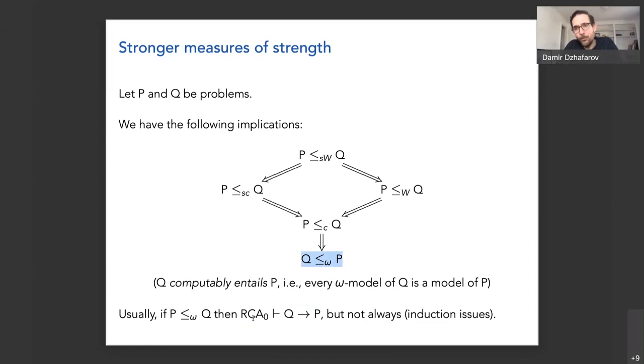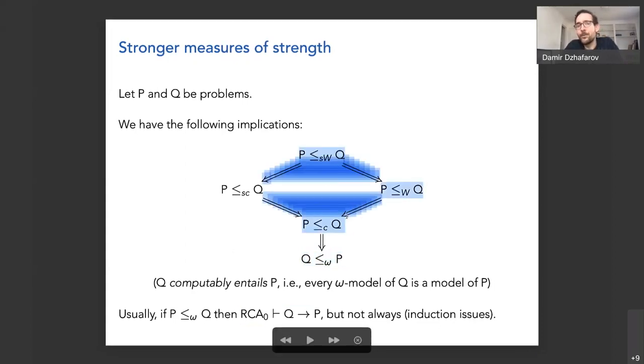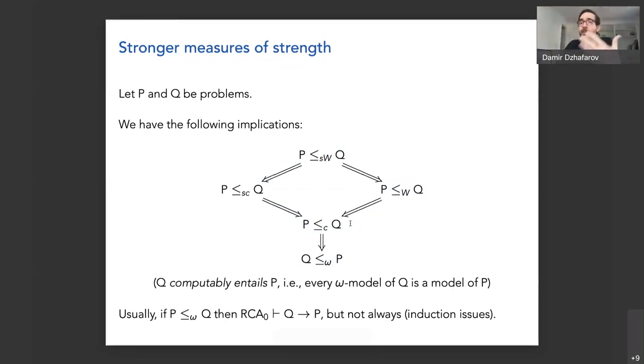But so long as you're not too bothered by induction issues or non-standard issues, or maybe you just believe in the natural numbers as they really are, then on that view every one of these reductions implies provability over RCA naught. So, modulo these considerations, these are refinements of the traditional classical reverse mathematical setting. And that's why I think of them all together. And indeed, they are refinements.